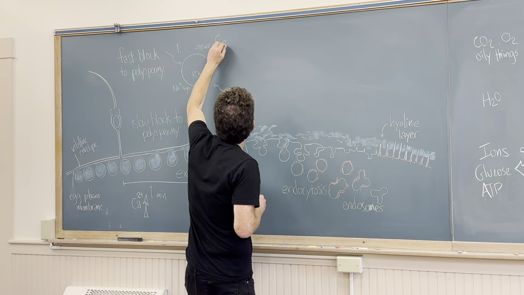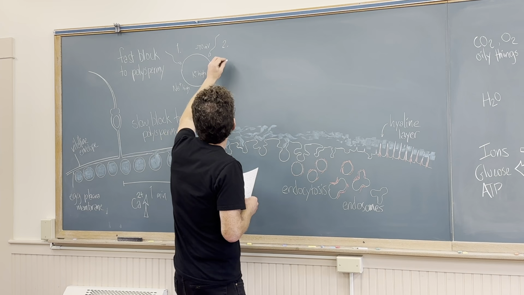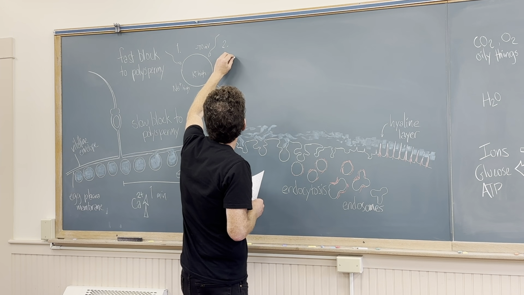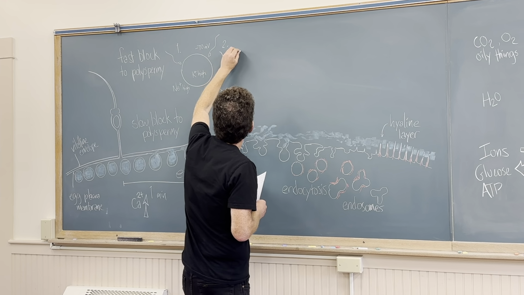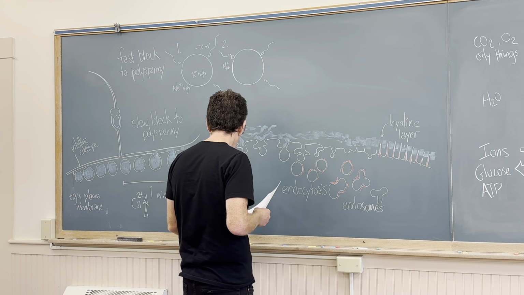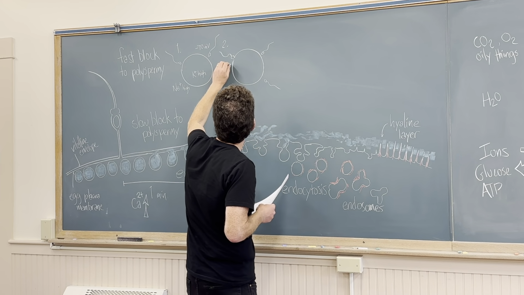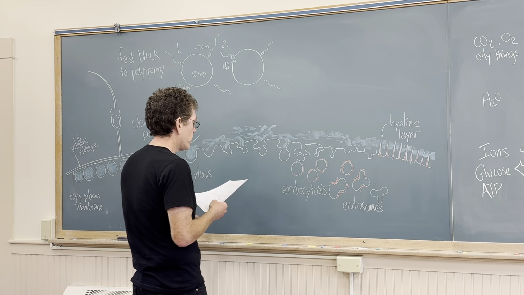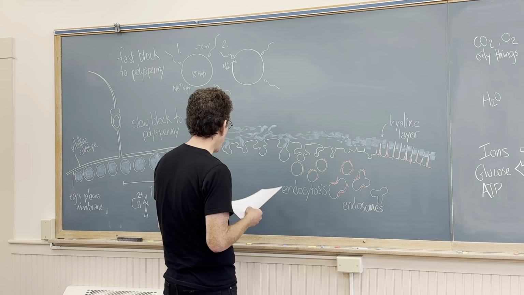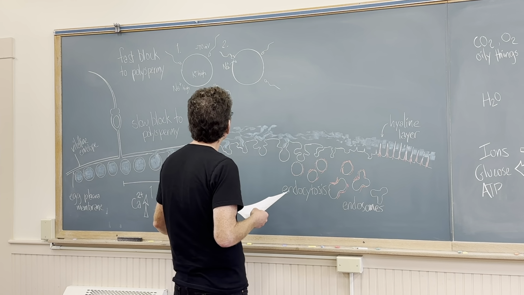Step 2, one sperm fuses and a little sodium goes in. A little sodium gets in. The potential rises a little bit, perhaps to negative 50 millivolts.